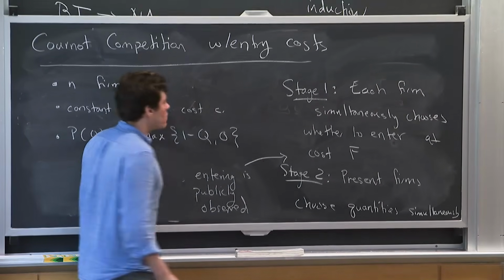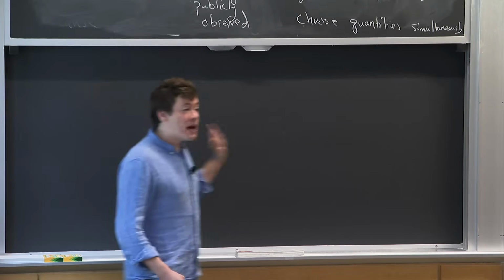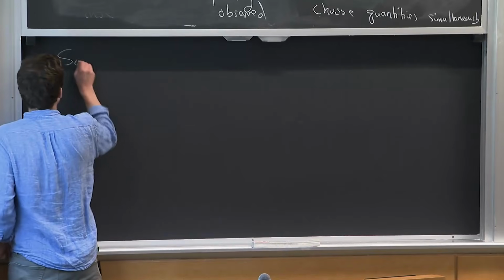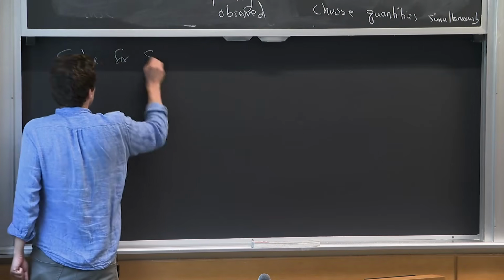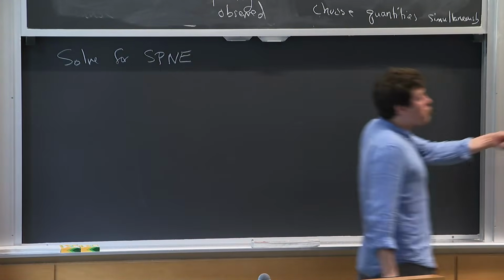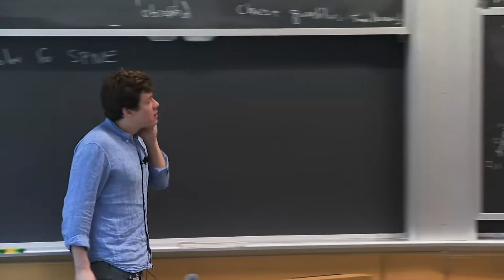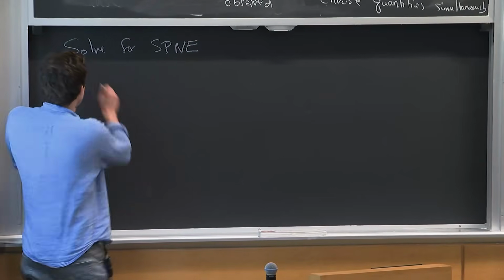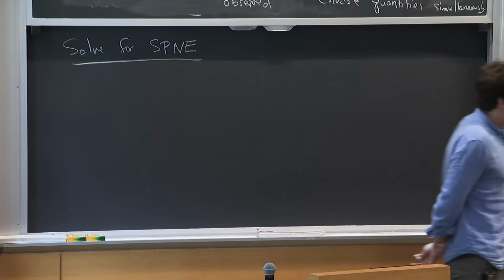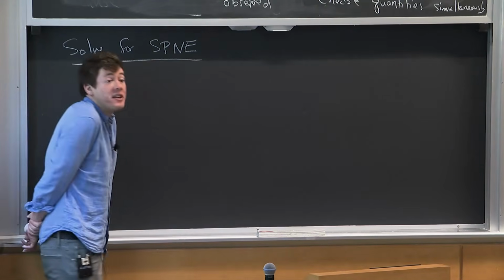So now we'd like to solve for a subgame-perfect Nash equilibrium of this game. So let's solve for SPNE. And let's follow our procedure. Step 1, identify all the subgames. So any thoughts? What are going to be the subgames of this game? Well, certainly the entire game is a subgame.